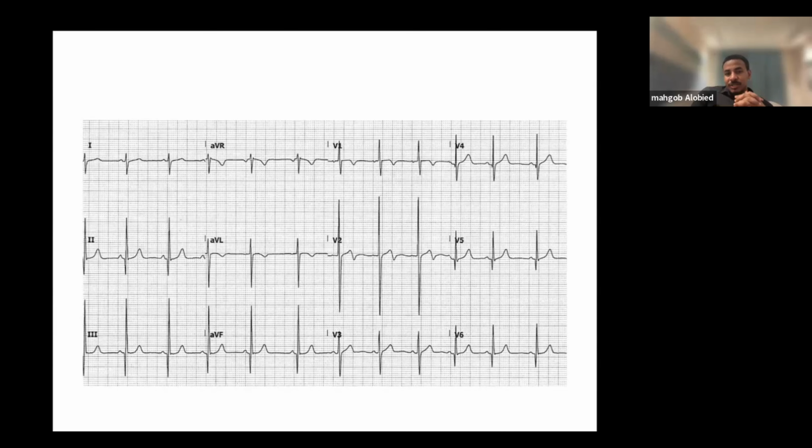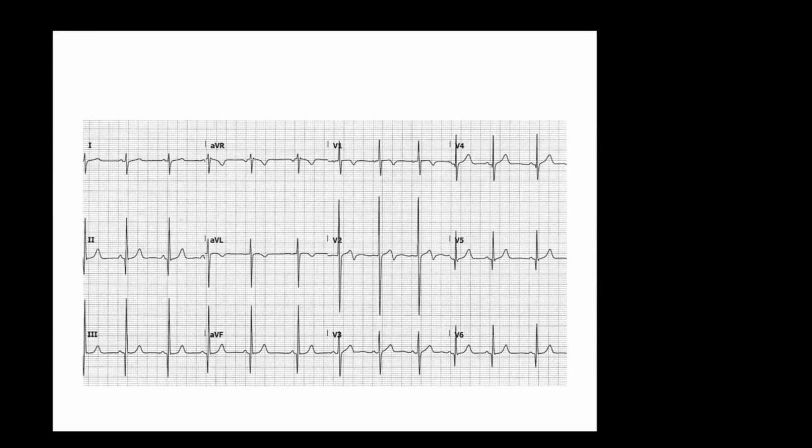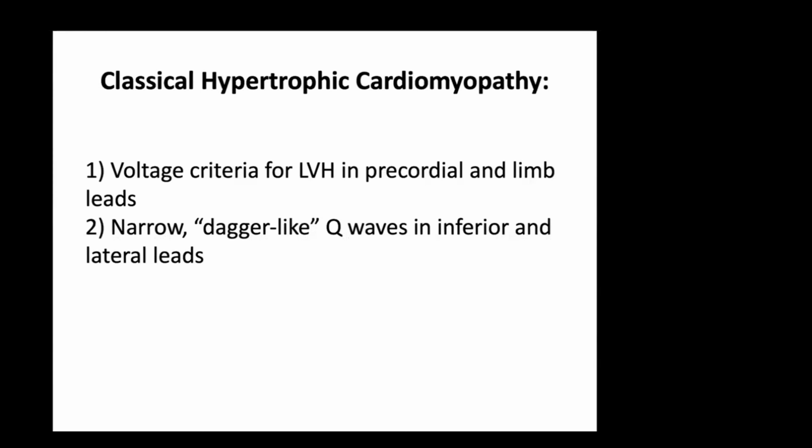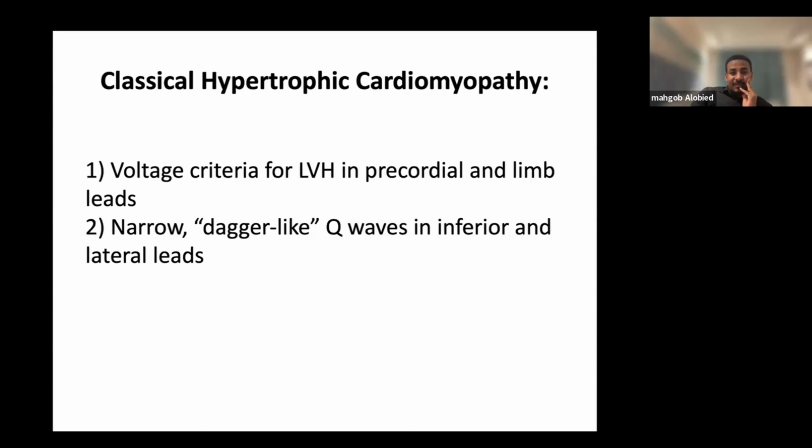Like you said, left ventricular hypertrophy pattern. That's right. And here you have deep Q wave, right, in the inferior lateral lead. Deep dagger Q wave. So this points to what kind of diagnosis in this presentation? HOCM. Yeah, most likely, right? Yes. So that's what we have: left ventricular hypertrophy pattern and deep narrow Q wave in the inferior lateral.